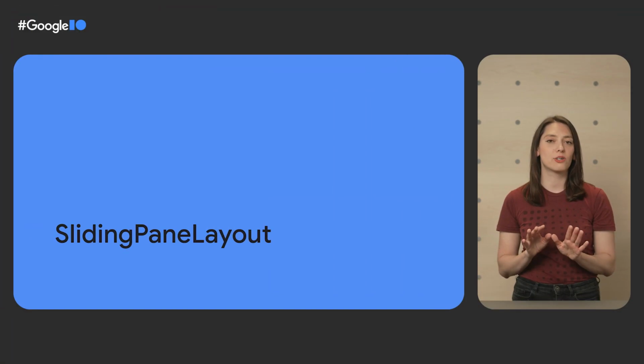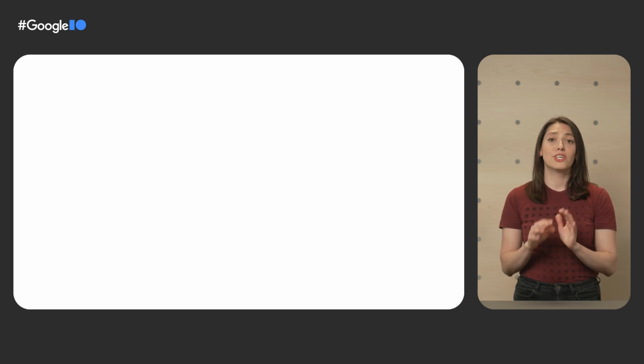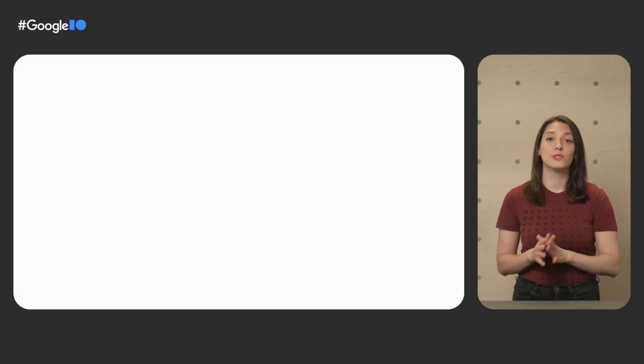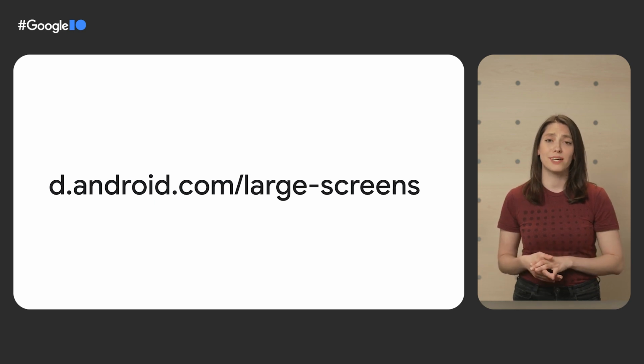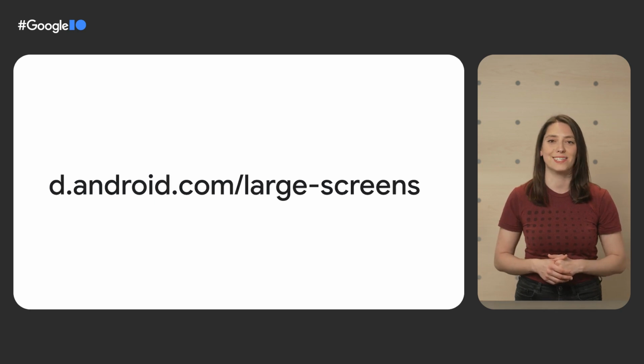Once these talks have convinced you to start building for large screens, a great first step is using sliding pane layout to make better use of your screen real estate. And we've got just the workshop to show you how to do it. Check it out. To learn even more about large screens, go to developer.android.com/largescreens, where you can read about topics like navigation, multi-window support, and migrating your app to adaptive UI.